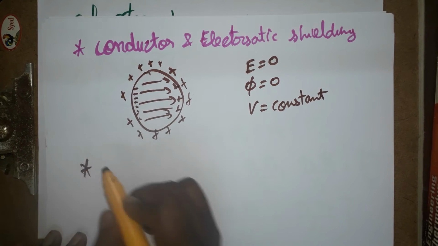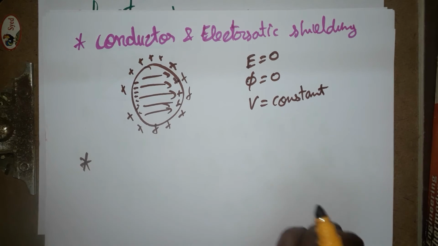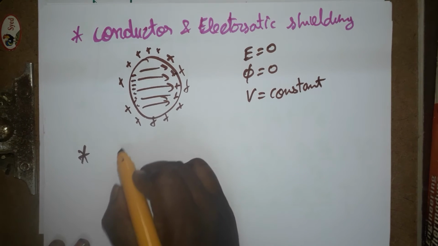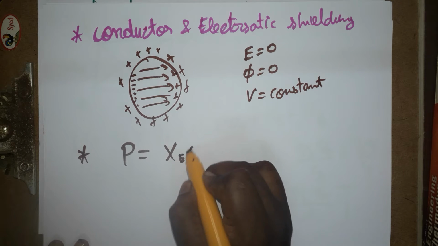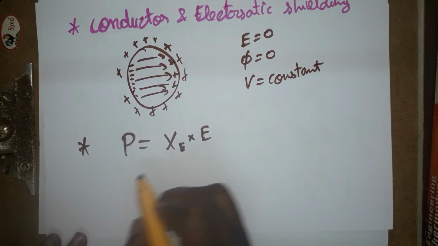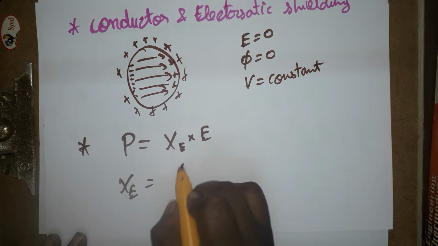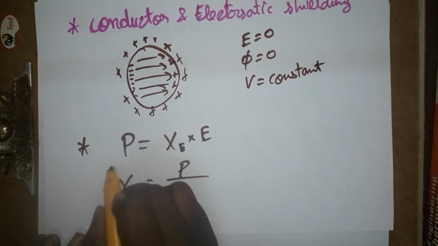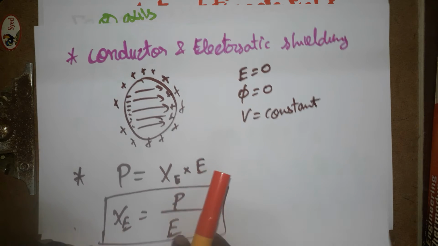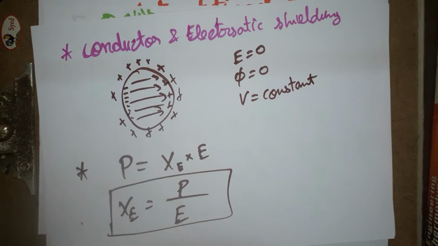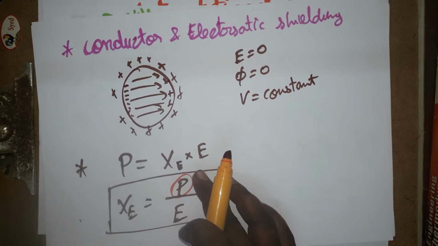The next thing, electric polarization. Recently in the sample paper they gave the unit of polarization. Polarization is equal to electric susceptibility into electric field. So electric susceptibility is electric polarization divided by electric field. These are the electric polarization and electric susceptibility formulas. It's a very simple formula. The SI unit of electric polarization, one time they asked in a question.